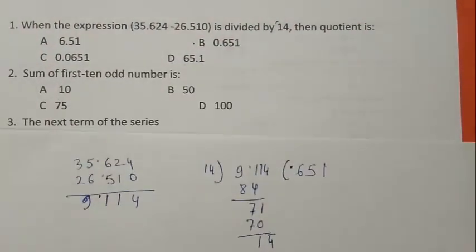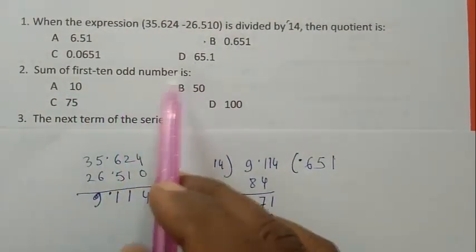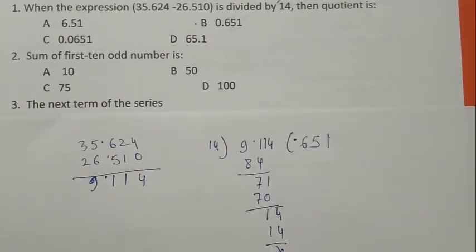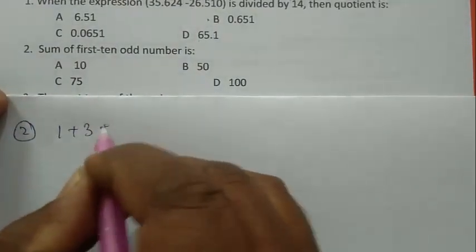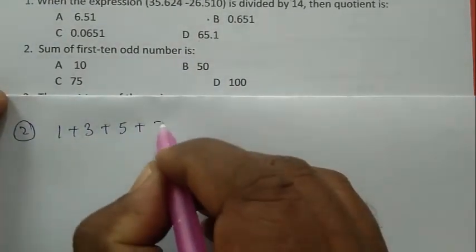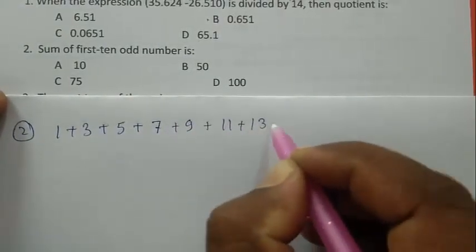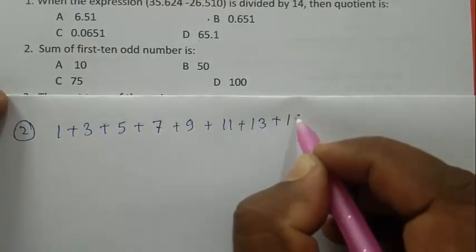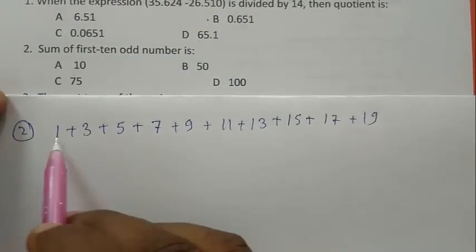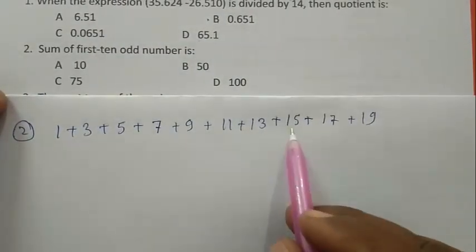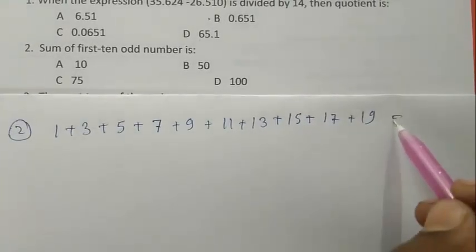Coming to the next question, sum of the first 10 odd numbers is. So question number 2, we write the odd numbers, that is 1, 3, 5, 7, 9, 11, 13, 15, 17, 19. So if we add the numbers, we get 100.